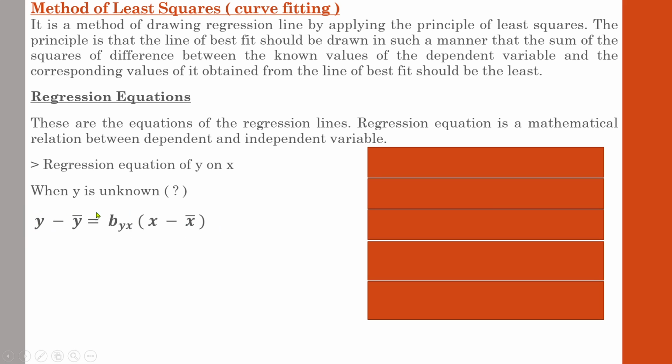Actually this is not yet the equation. From this you will be developing the actual equation. Here y and y mean, x and x mean, I hope you all are familiar. But byx is a separate function in regression analysis, and you need to use another equation for finding the value of byx. The equation for finding byx is n sigma xy minus sigma x into sigma y, divided by n sigma x square minus sigma x the whole square.